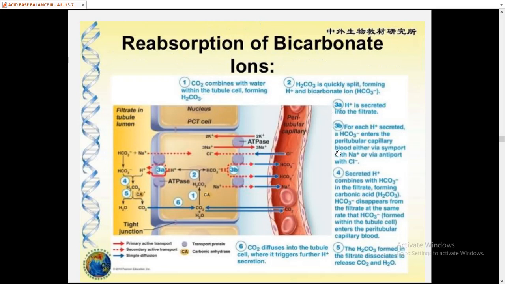There are seven steps which can be seen here. This is the filtrate in the tubular lumen. These are the tight junctions. This is the proximal convoluted tubule cell, and these are the peritubular capillaries. First, carbon dioxide combines with water within the tubular cell, forming the carbonic acid. Then carbonic acid is quickly split up into hydrogen ion and bicarbonate ions. The hydrogen ion is secreted into the filtrate.